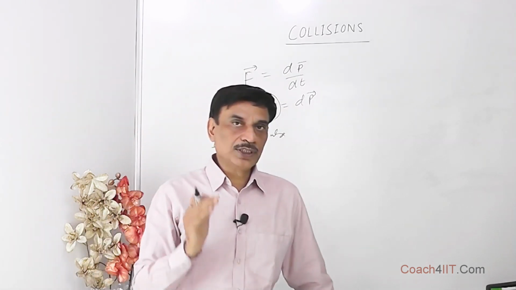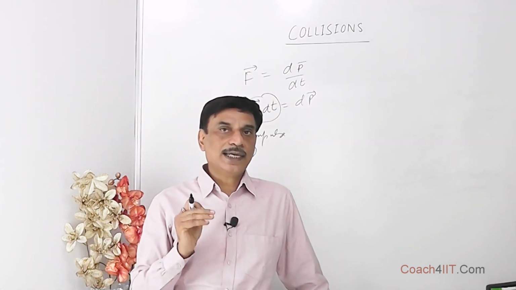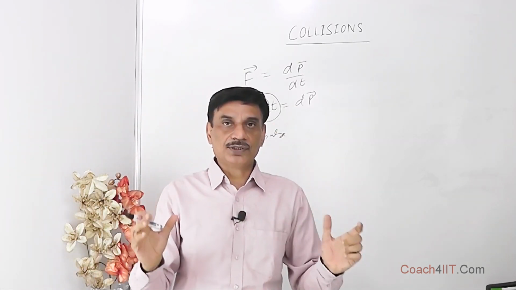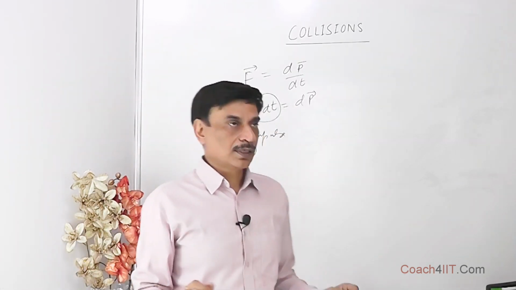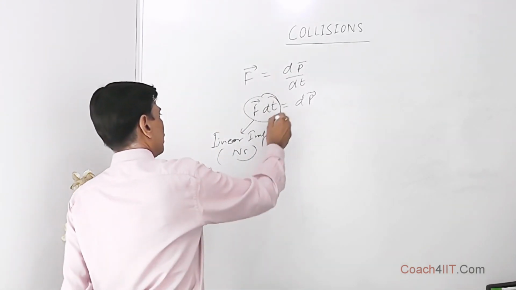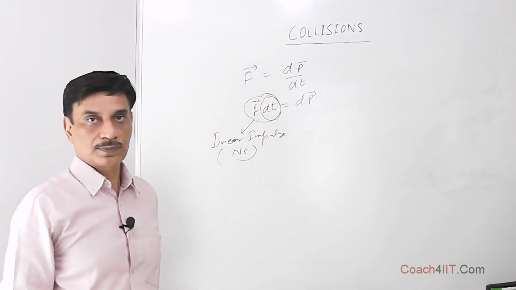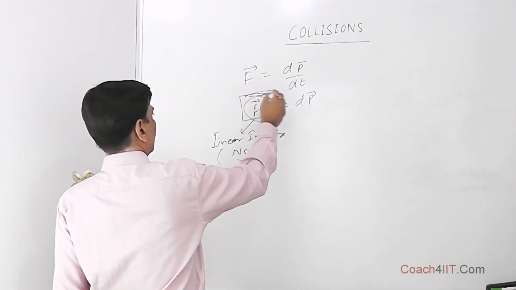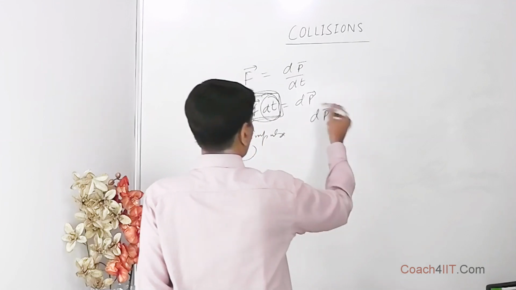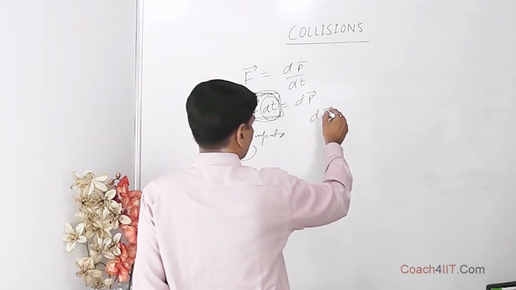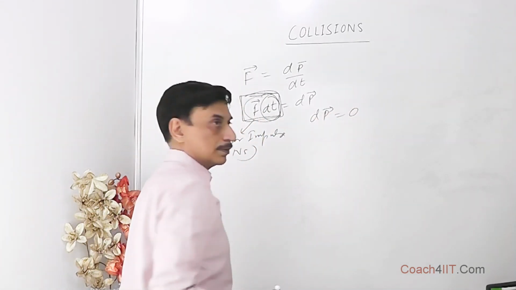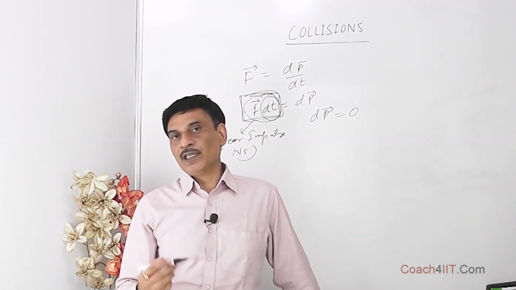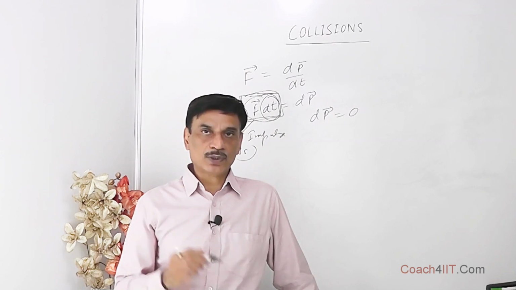When we talk about collisions or explosions, there is a huge force and a massive change in the velocities of bodies, whereas this time is very, very small, almost equal to 0. So when it is almost equal to 0, the whole thing is almost equal to 0. It means dP, which stands for change in momentum, is equal to 0. So when change of momentum is equal to 0, it means momentum before collision is equal to momentum after collision.